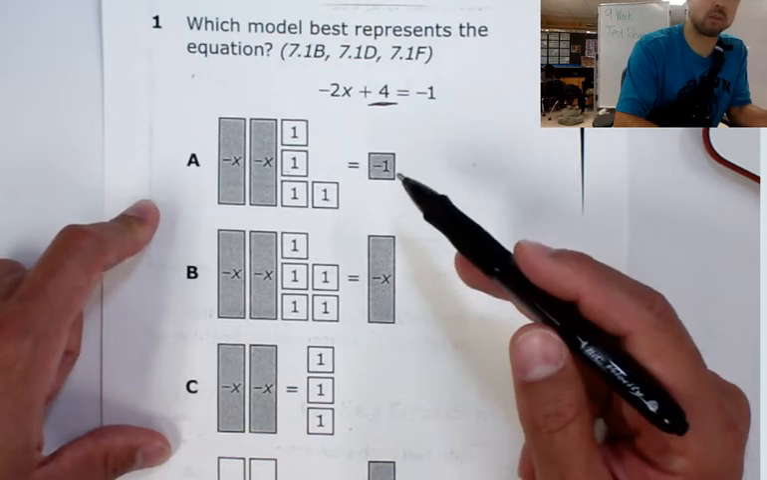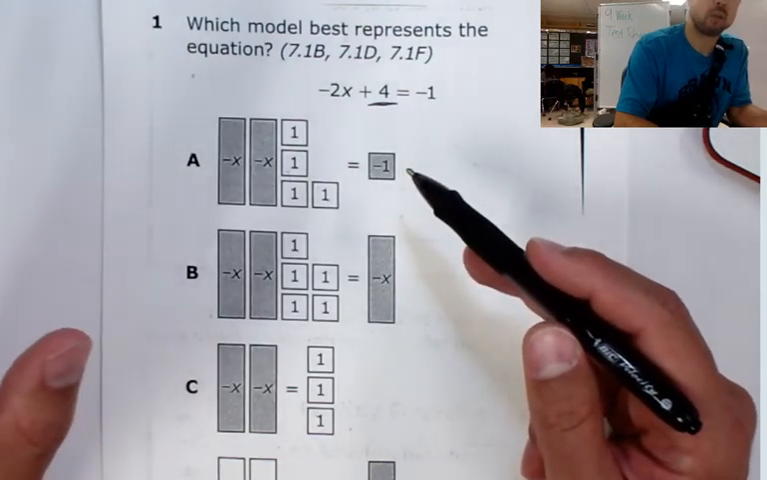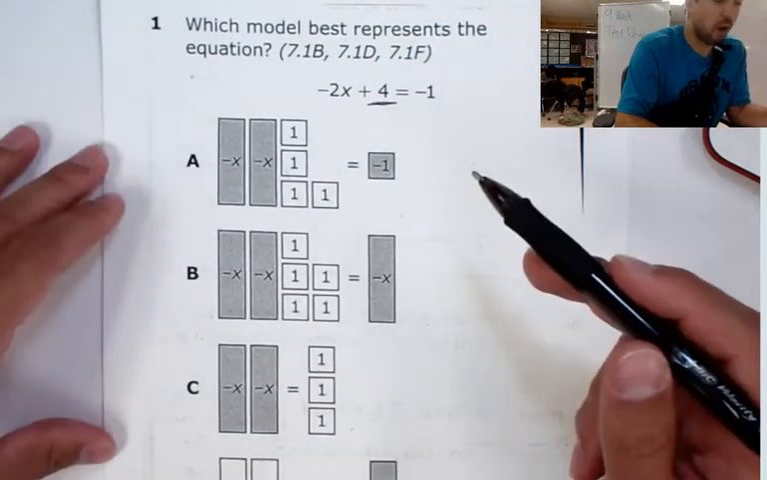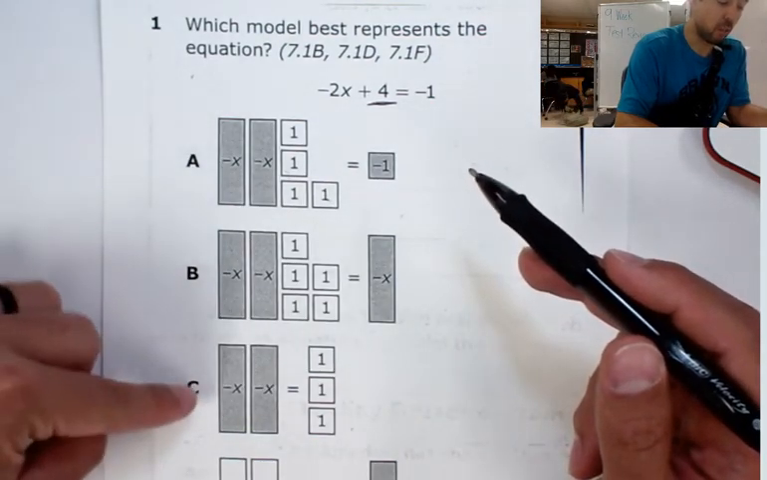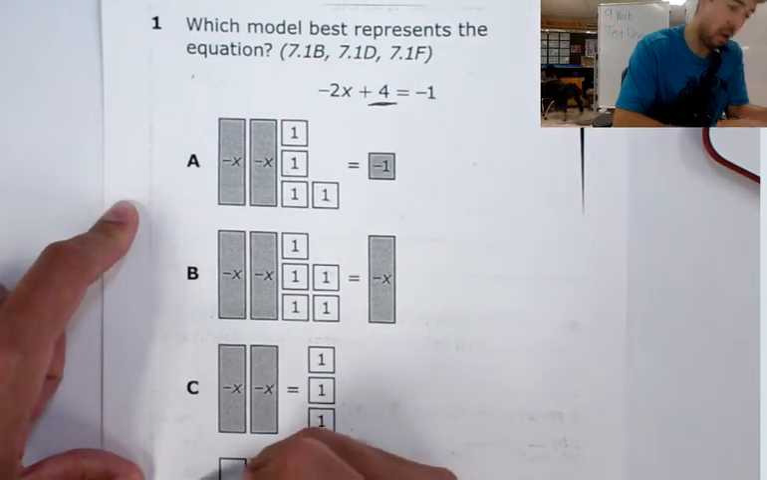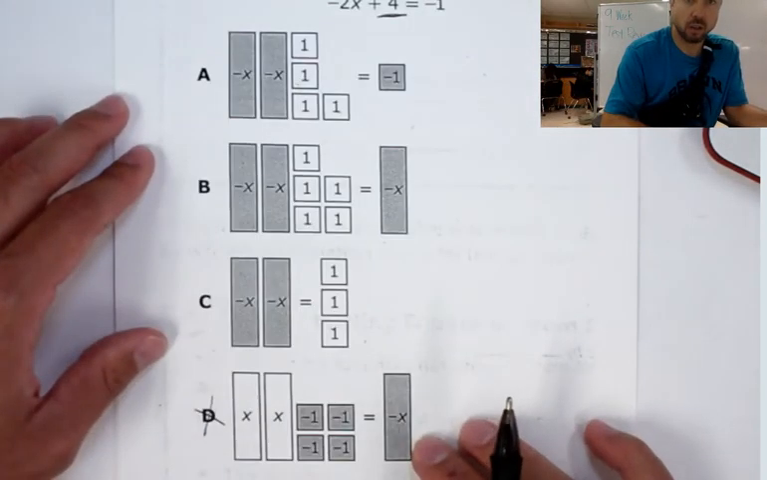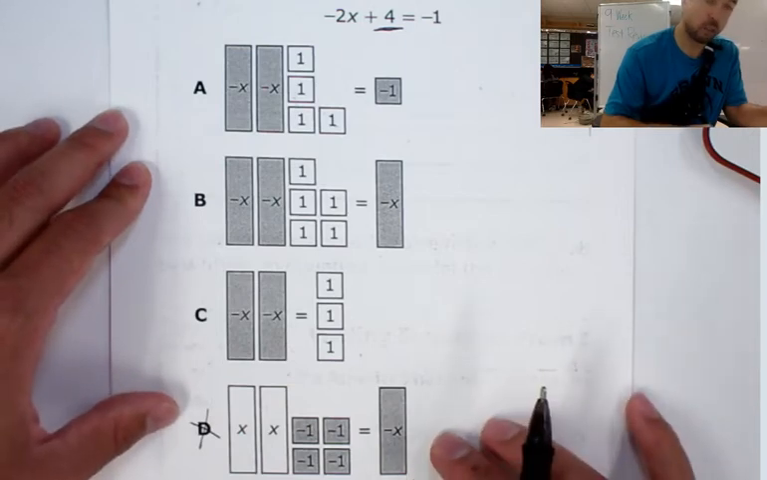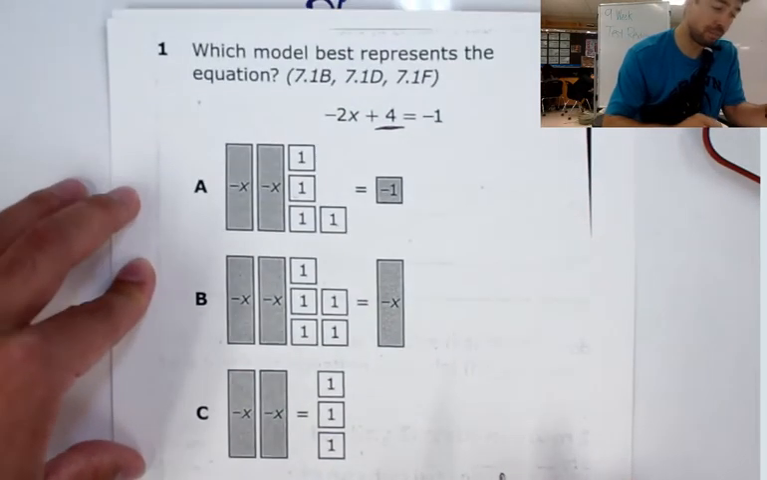Which one shows two negative x's? A, B, and C. So we can get rid of D. Cross out D. All right, cross out D, because D shows two positive x's. So we're left between A, B, and C.